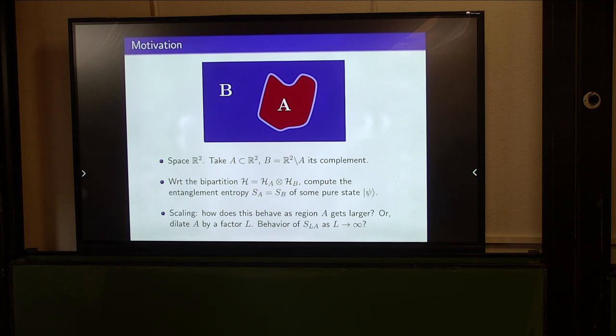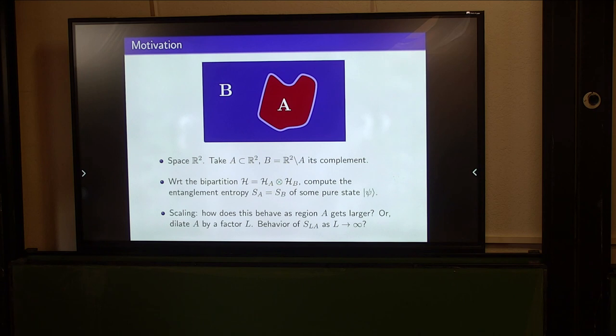One thing you can do is imagine you have some quantum system, which I won't tell you what it is. You have some Hilbert space, you do a bipartition, and you can compute something called entanglement entropy of region A, with respect to this bipartition for some pure state psi. It has many nice properties. In particular, you can show that S_A equals S_B.